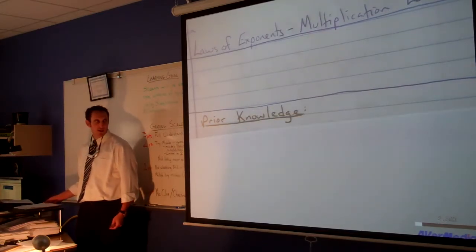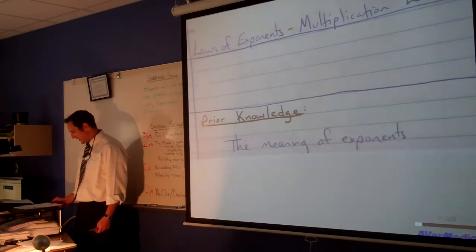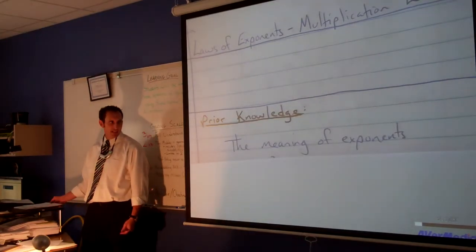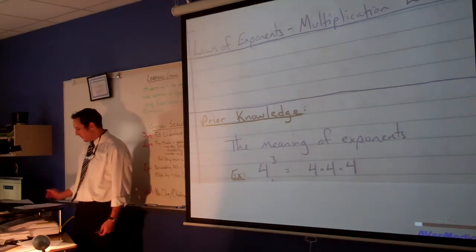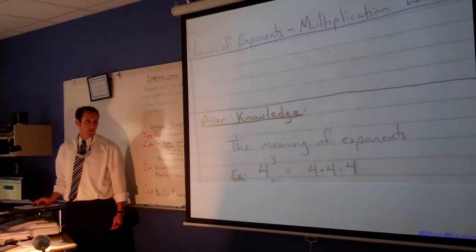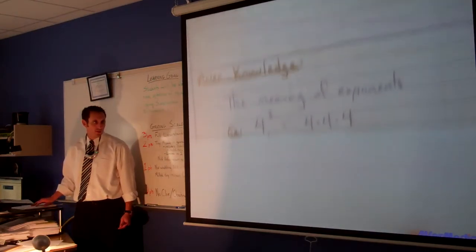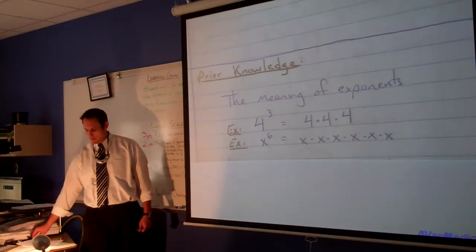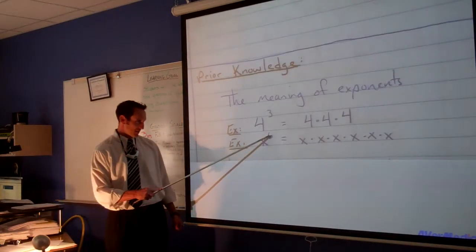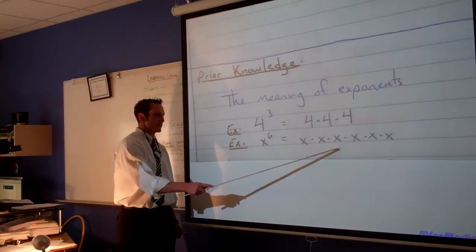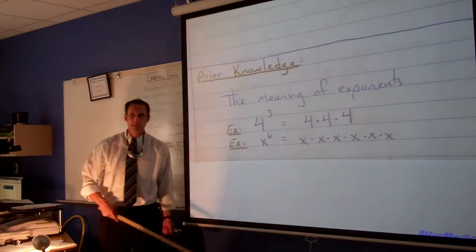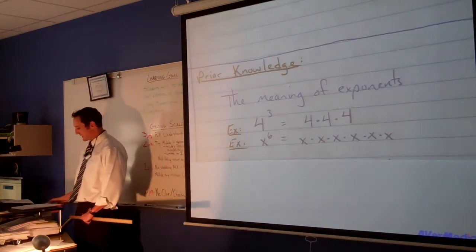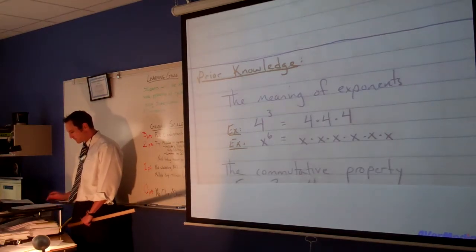So for this piece of new information, the prior knowledge we have to get good at, again, is the meaning of exponents, knowing that 4 to the third power is, of course, 4 times 4 times 4. X to the sixth power means we're multiplying x by itself 6 times. X times x times x times x times x times x. That's the sixth power, understanding that that's what exponents mean.